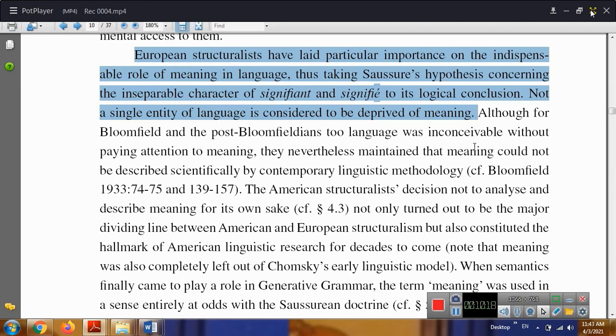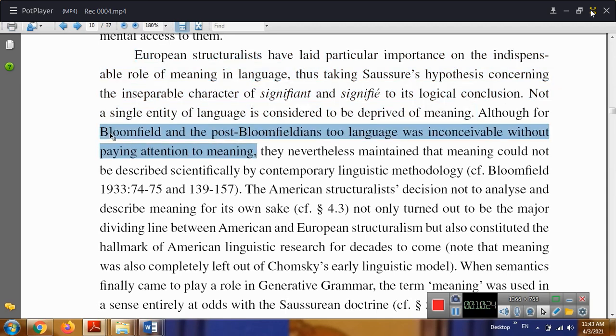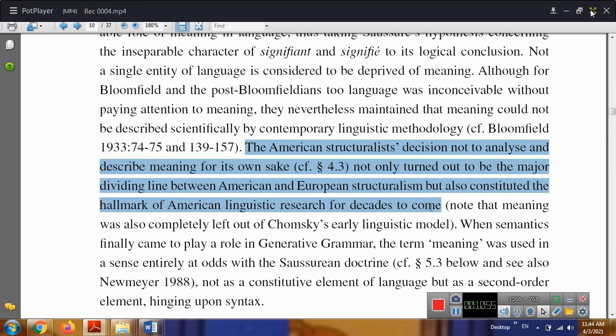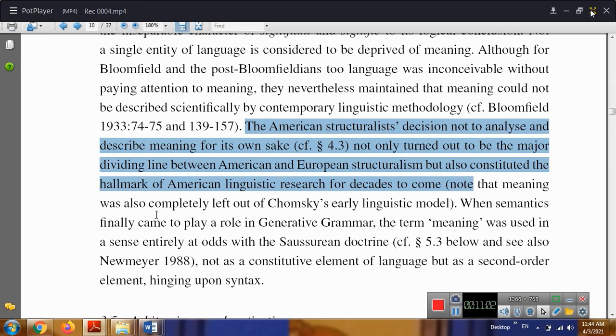Also, for Bloomfield and the post-Bloomfieldians, language was inconceivable without paying attention to meaning. Okay, Bloomfield and his followers pay attention to the meaning. They nevertheless maintained that the meaning couldn't be described significantly by contemporary linguistic methodology. The American structuralist decision not to analyze and describe meaning for its own sake not only turned out to be the major dividing line between American and European structuralism, but also constituted the hallmark of American linguistic research for decades to come.